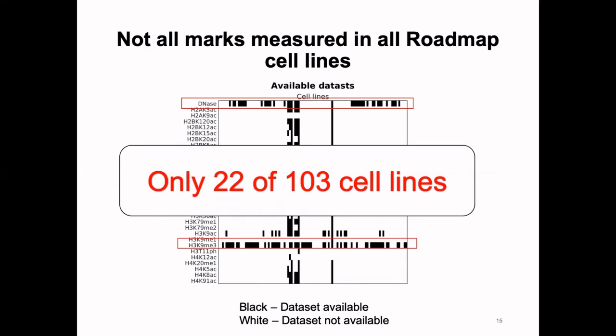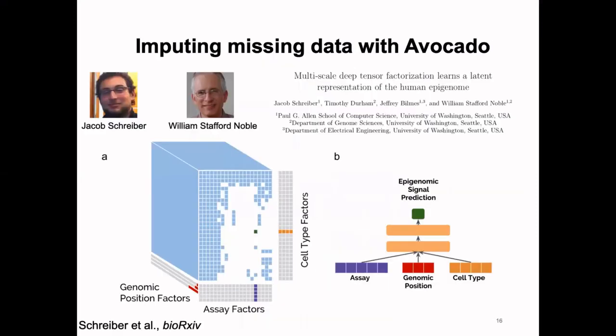So if you wanted to train on those specific features, that's where the Noble group came in and really helped us out. They have a method called Avocado that's for literally doing this. It basically imputes the data set as long as you have data for that cell line and for other cell lines as well. So that brought us up from 22 to 55 cell lines.